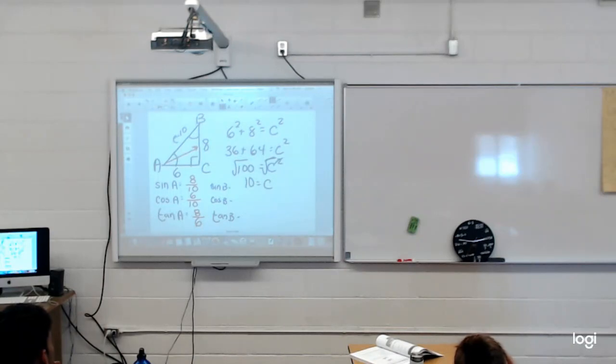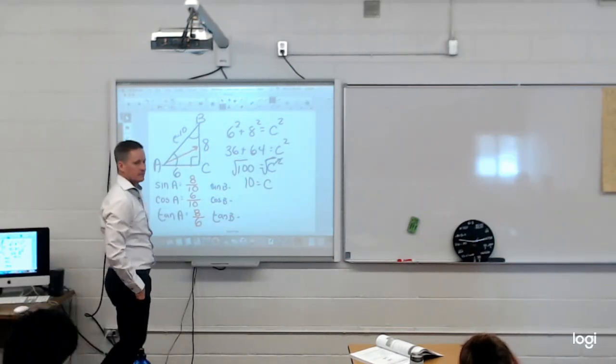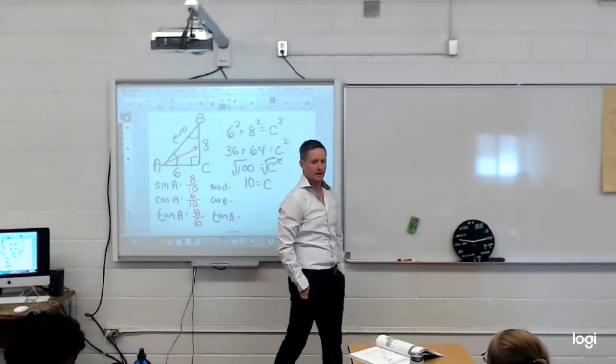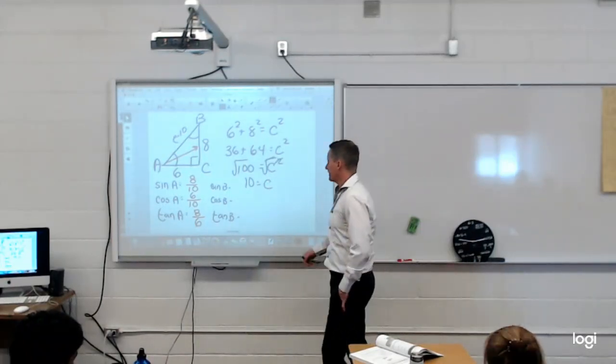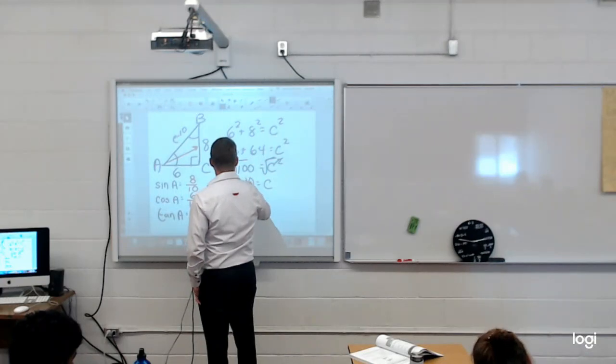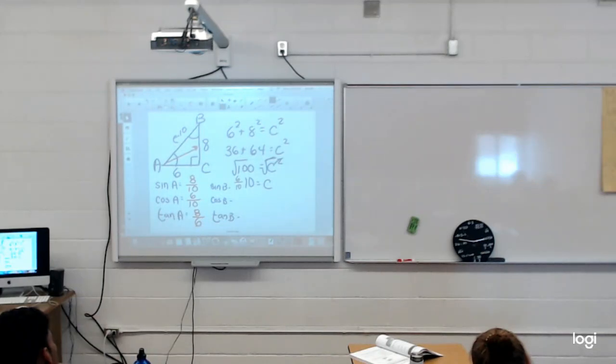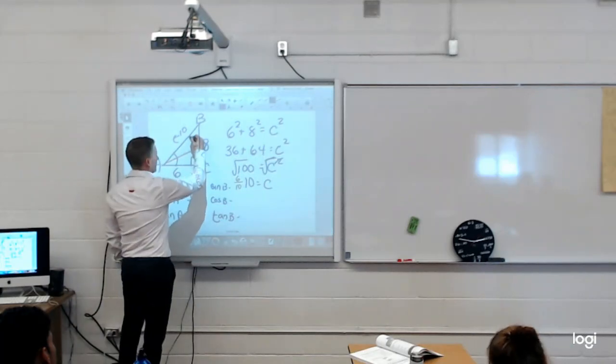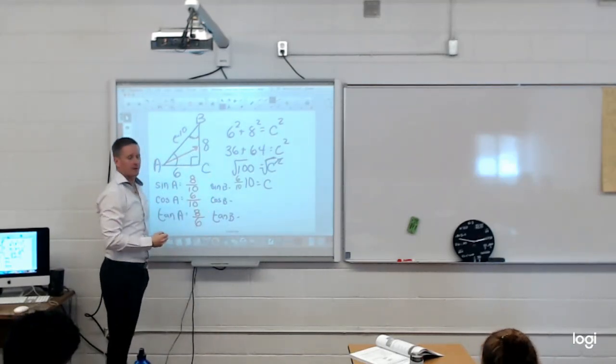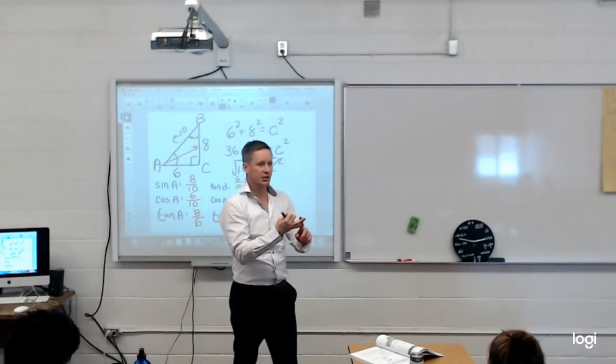All right, hands up. Sine B. Brandon, give it to me. 6 over 10. Yes or no? I concur. Okay, Brooklyn, cos B. 8 over 10. Okay, Brooklyn, I have this angle, and that's what I'm focused on, right? And I have a side opposite and a side adjacent, and I have the hypotenuse.